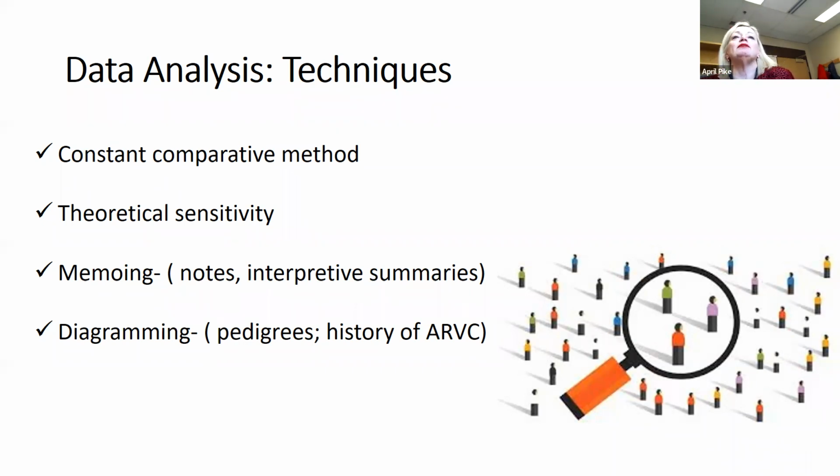I also developed interpretive summaries, which is basically a synopsis of the interview with key ideas and quotations. And I would send it back to the participants and say, did I capture your story? Is there anything that you feel I missed? And that would give another opportunity for participants to engage in the research process, and it adds credibility and trustworthiness to your data.